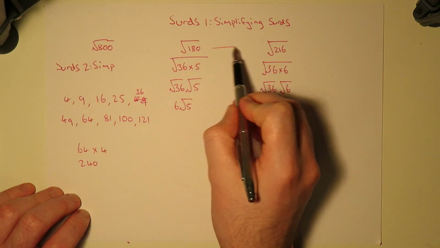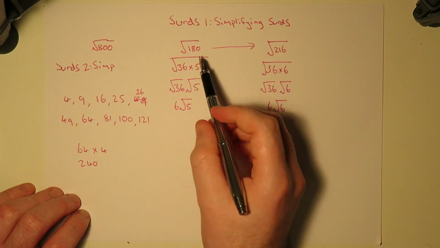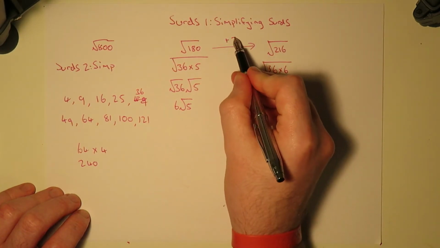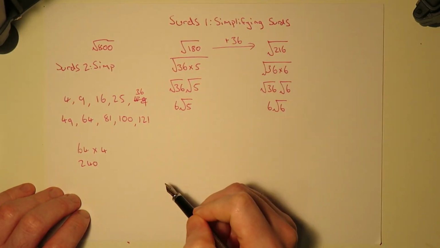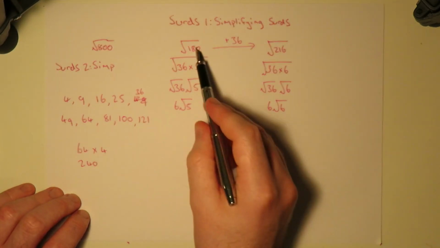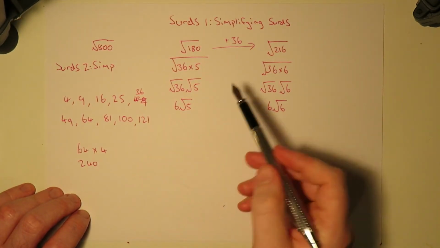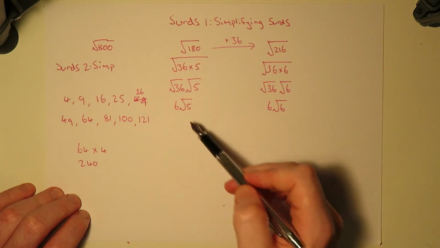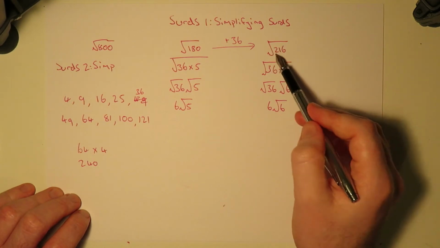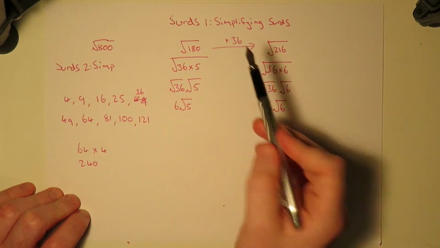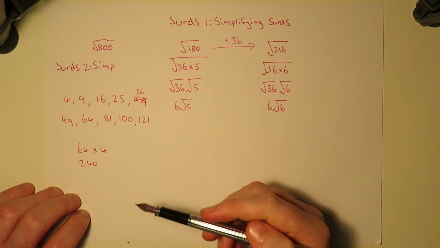Now here you can see that to get from 180, which is 36 times 5, to this, you just add 36. So that's another way you could have seen that. But obviously in an exam they're never going to ask you what the root of 180 is, then you work it out, and then ask you what the root of 216 is, and then you recognise the fact that it's just 36 added on. So that's not going to happen.